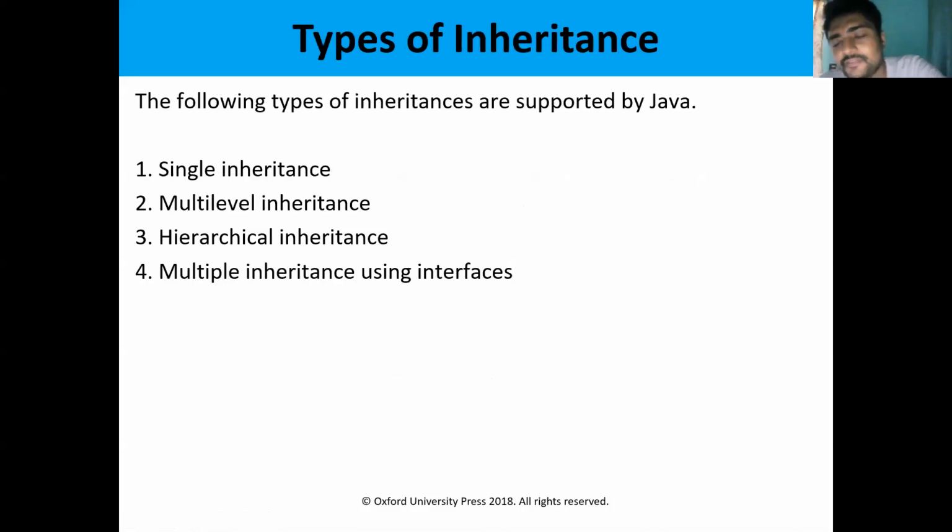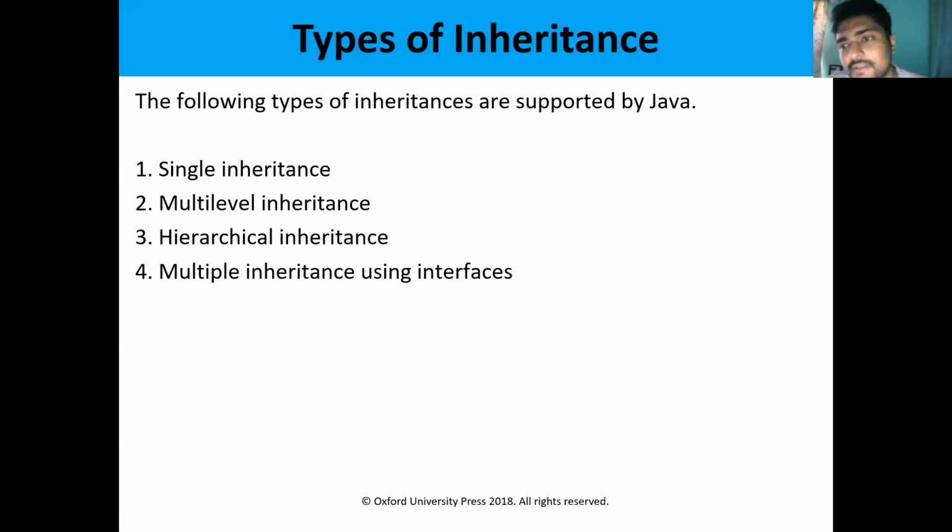Next we have the types of inheritance. The first one is single inheritance, then multilevel inheritance, and hierarchical inheritance. These three types are supported by Java. Multiple inheritance is not supported by Java. Why? Because a class can extend only one superclass. We have only one superclass in Java, so we don't have multiple inheritance. But we can achieve multiple inheritance to some extent by using interfaces.